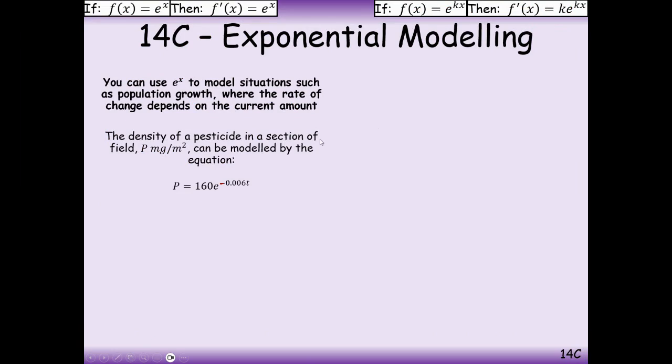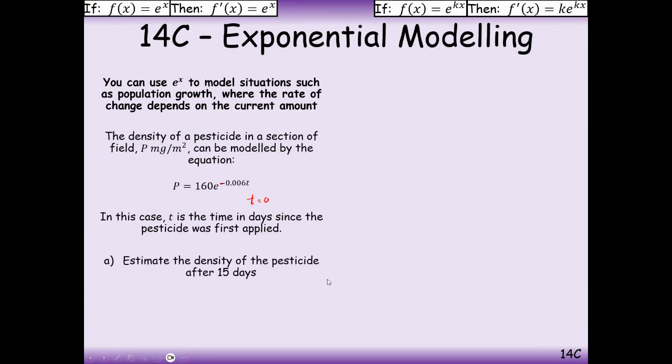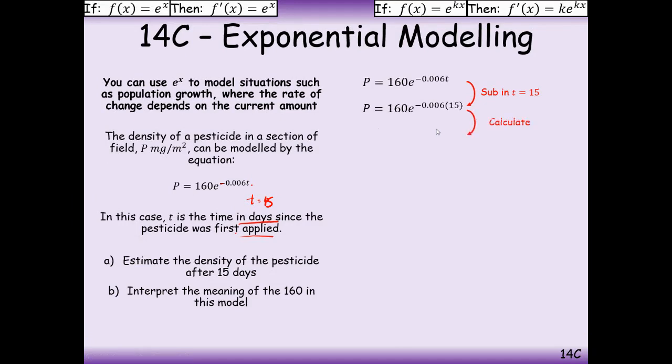So that's that, and now we've got this model of pesticides to look at. The density of pesticides in a section of a field is modeled by this exponential function here, where at time 0 I can substitute 0 in this expression and see that it will have an intercept of 160. If you read the question, it says estimated density of pesticide after 15 days. So t is the time in days, okay? You substitute the value of 15 into this expression to answer part A, and evaluate it to be 146.2.